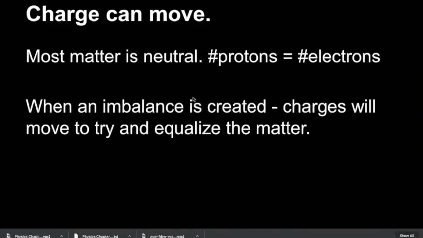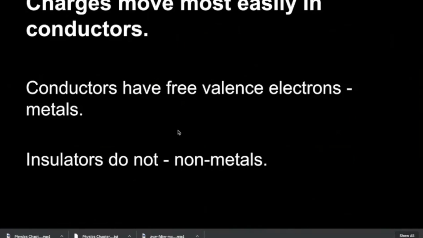Now, most matter is neutral because the number of protons that an object has is equal to the number of electrons that you have, and they cancel each other out. When you have an imbalance, the charges will try to move to make things equal. Now, charges can move in things called conductors. Conductors basically are metals where you have free valence electrons. Insulators, things like plastic and wood, gases, they don't conduct charge very well. And typically, again, those are made out of nonmetals.